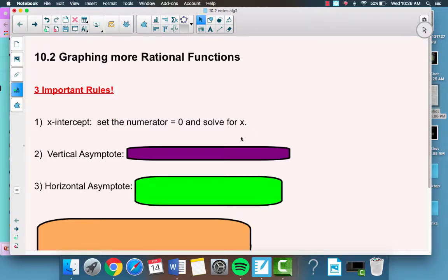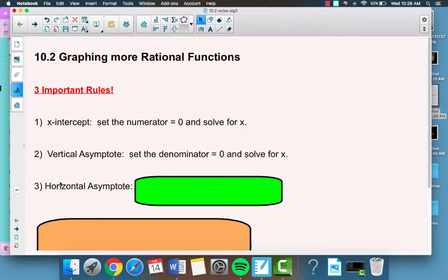The vertical asymptotes, remember the vertical dotted line, is going to be found by setting the denominator equal to 0 and solving for x. Okay, so x-intercepts is the top. Vertical asymptote is the bottom.